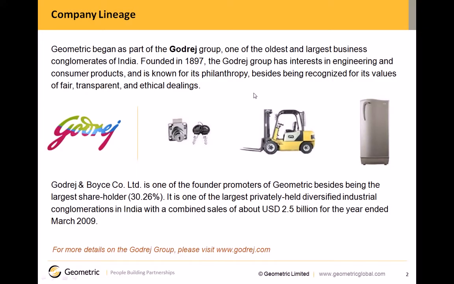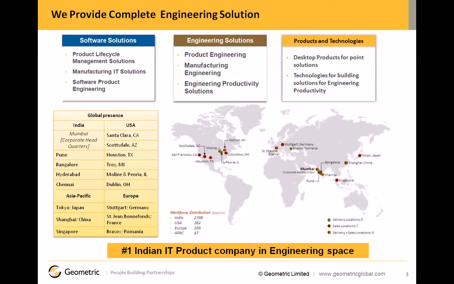We'll start with a brief introduction about Geometric. Geometric started as a part of the Godrej Group, which is one of the well-known and largest software solutions, engineering solutions, and have a diversified suite of products and technologies in various areas.